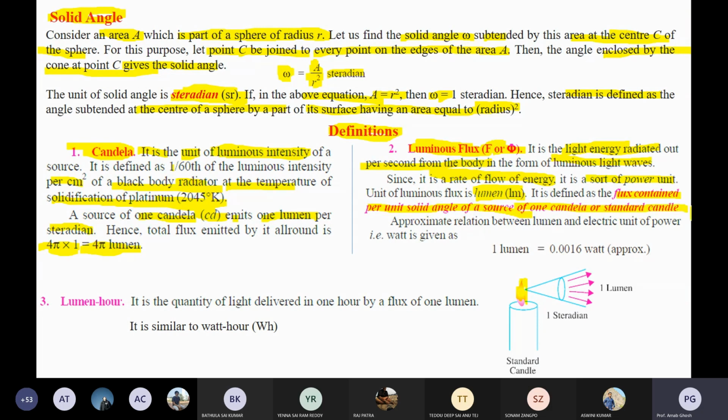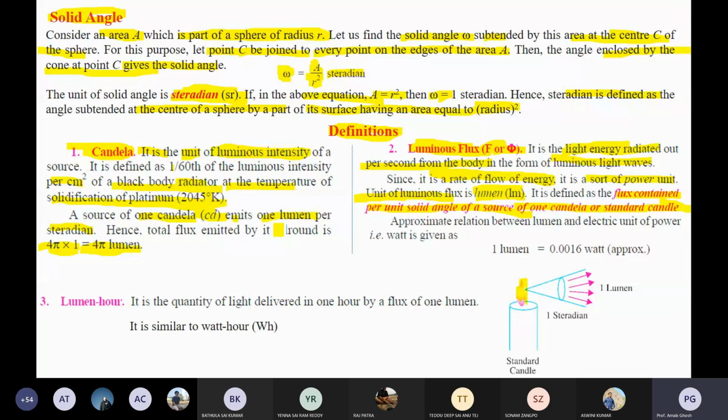So here you can see the standard candle is there. So 1 steradian. You know that angle is your omega. Omega means solid angle, so solid angle means steradian. So it is in 3D. So how much area? That one is your area A. So how much flux, or how much light energy is coming per unit area, that is called 1 lumen. So 1 lumen is a unit of luminous flux. I think all of you will understand.